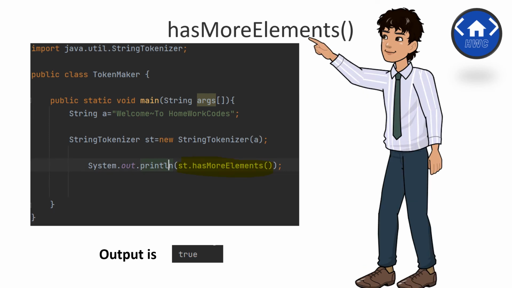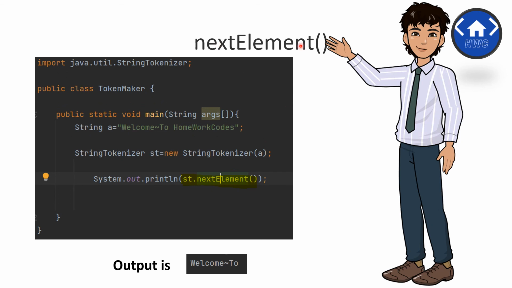The next one, hasMoreElements. It will also return a boolean value, true or false. Next, nextElement, it will print the next element, like the next token.